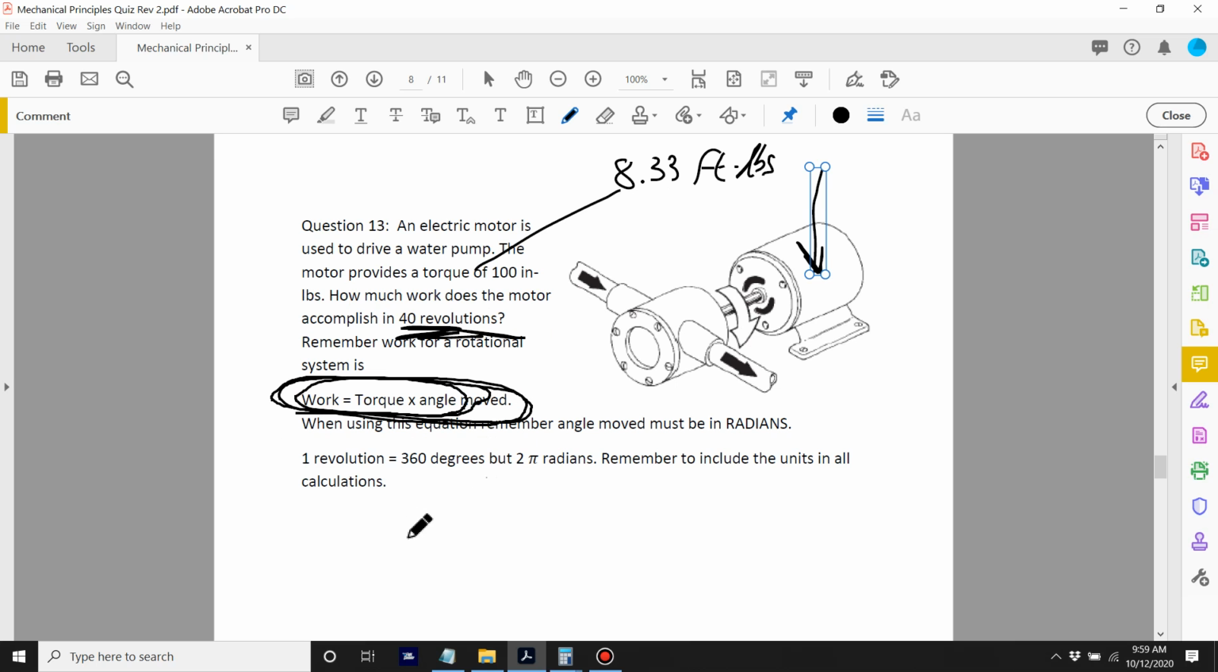Now, so work. I like to write down a little R here to indicate that this is rotational work, is equal to torque times angle moved.